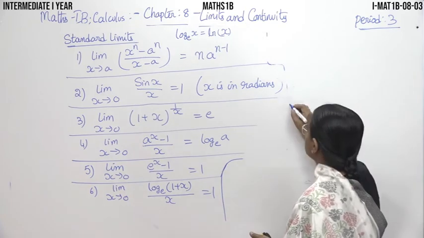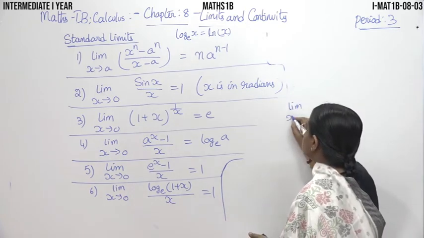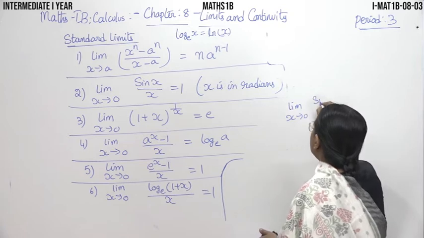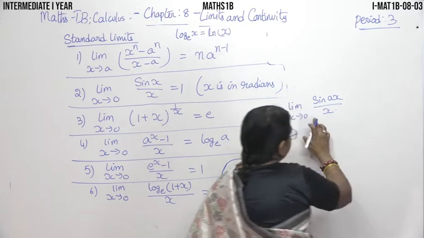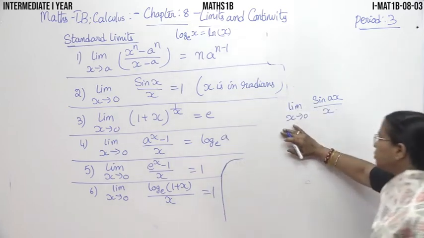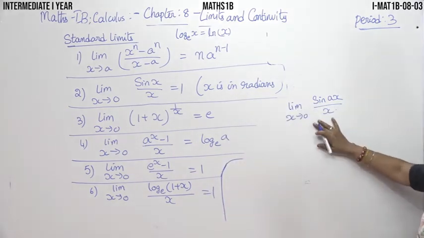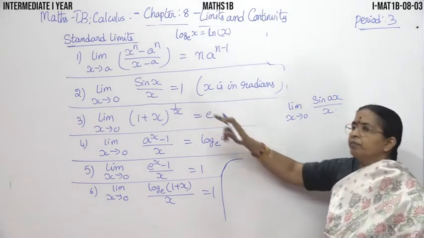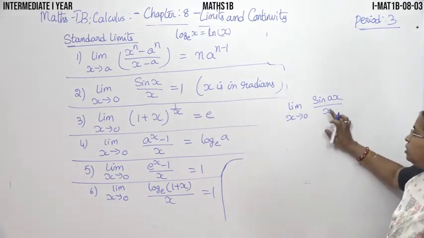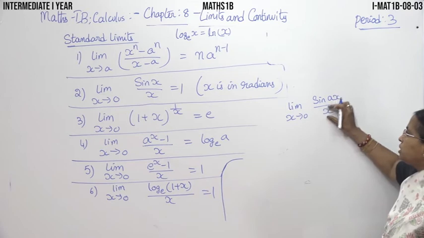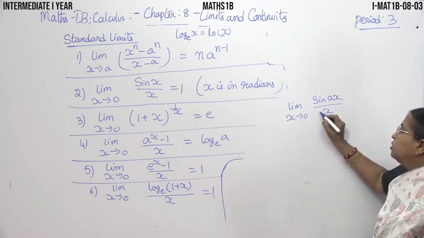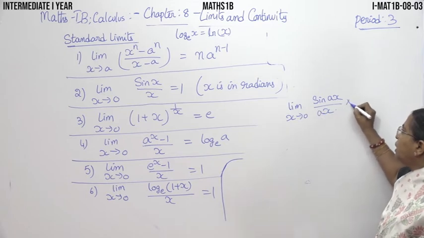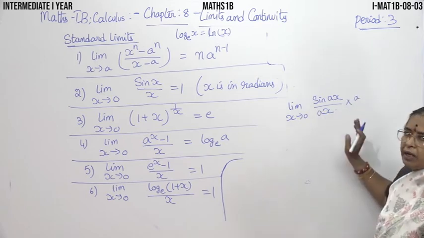So suppose you have limit x tending to 0 of sine ax by x. When you have a problem like this, you should convert this to this form. This you cannot change. Here you can make these two same. Here you have ax, so here also you should have ax. So multiply and divide by a.